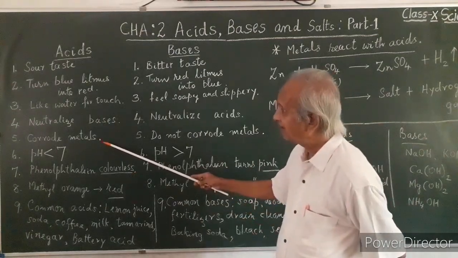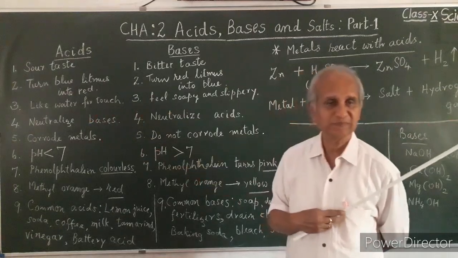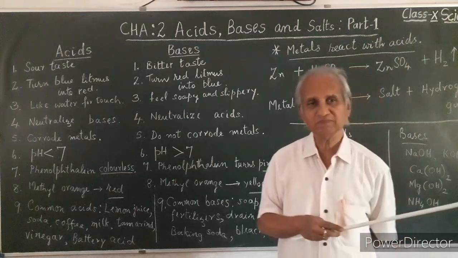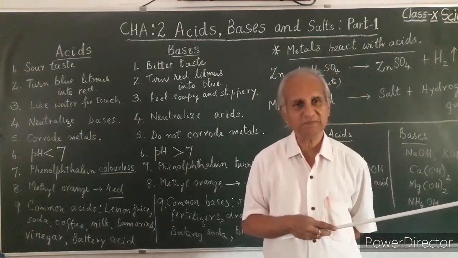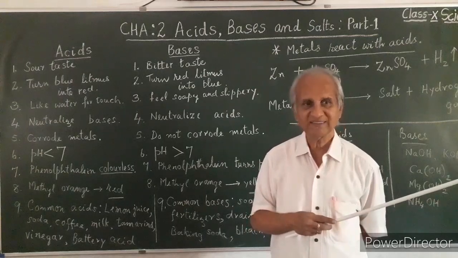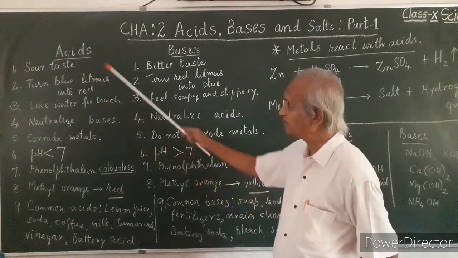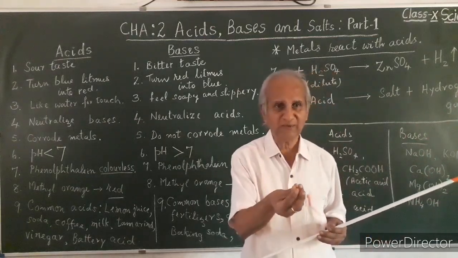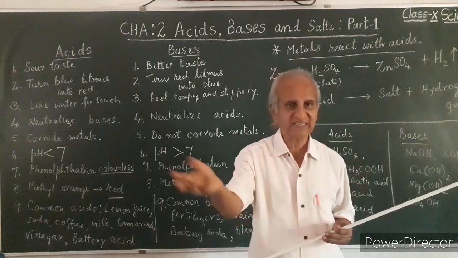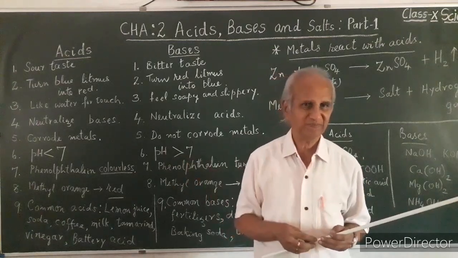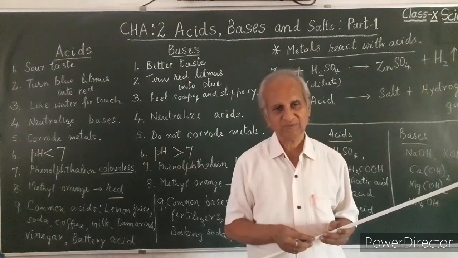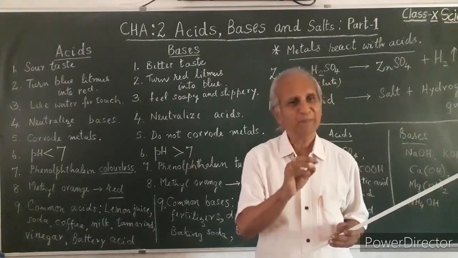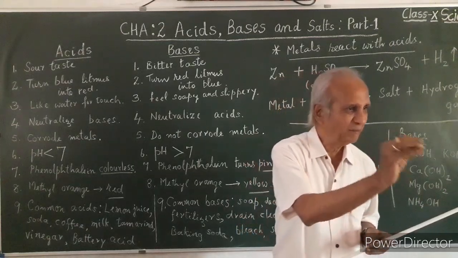Next. Acids corrode metals. Most of the metals, copper, aluminium, zinc, magnesium, all these metals get corroded by acids. Iron, especially if you keep iron with acid, iron gets rusted. It gets corroded easily. Acids eat the metals. In simple language, people say acids eat metals.